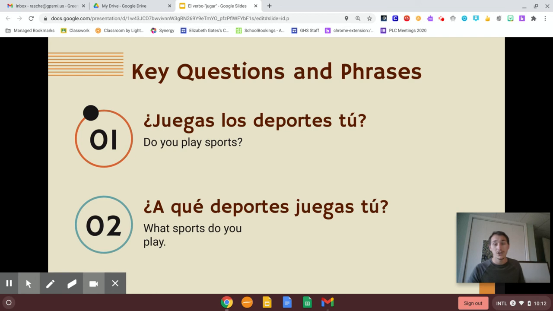All right, so here are some key questions. I recommend you get out your paper and pencil, right? If you don't have your paper and pencil out, pause the video, go get your paper and pencil, un lápiz y un cuaderno, so you can take notes. So we're always taking notes. These are two key questions and phrases. ¿Juegas los deportes tú? Do you play sports? So that's asking somebody else, do you play sports?